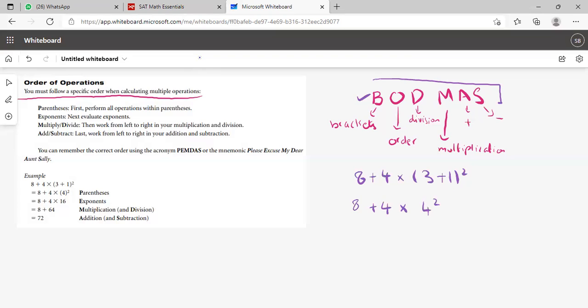Now the second is order. So 8 plus 4 into 4 square is 16. Now division, we don't have any division symbol in this question. We have multiplication. So 8 plus 4 into 16 is 64. And then we have addition. So the answer is 72. Okay. Is it clear?